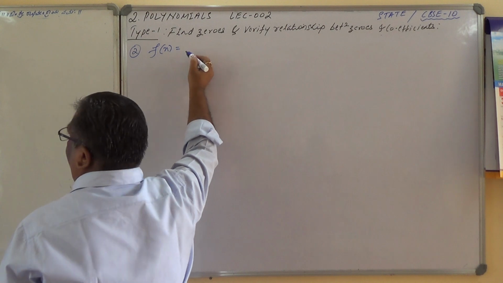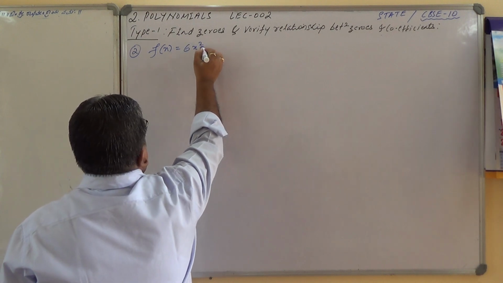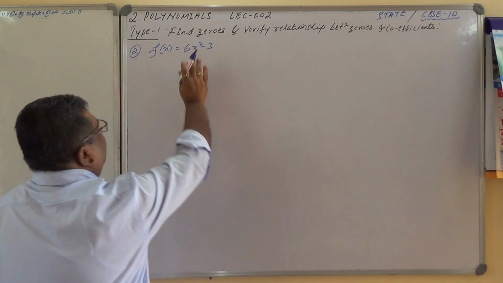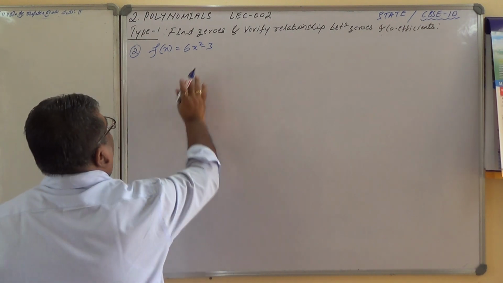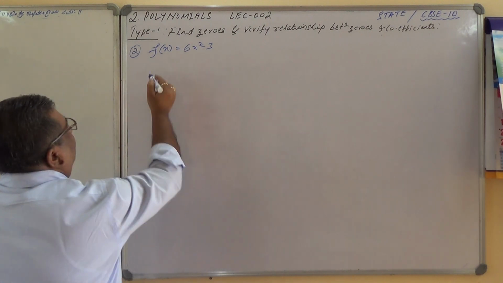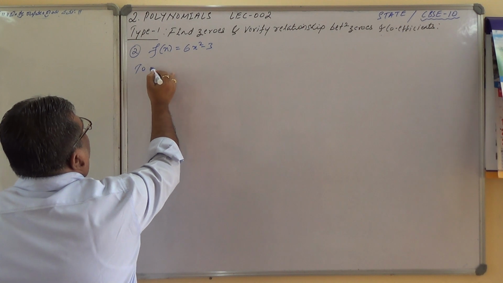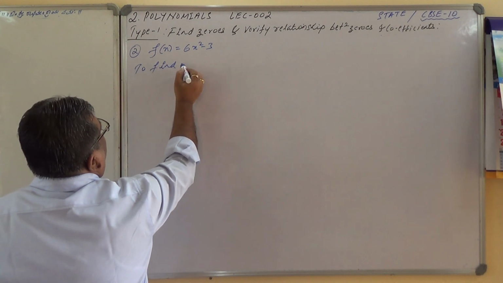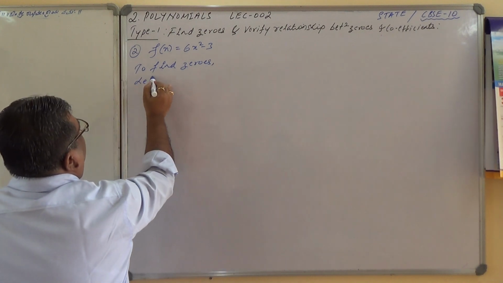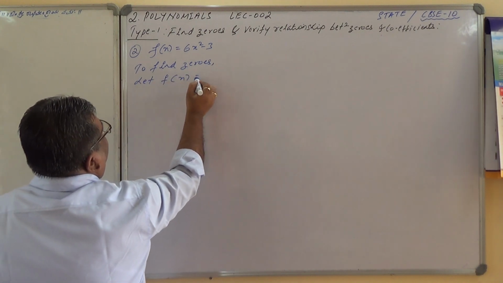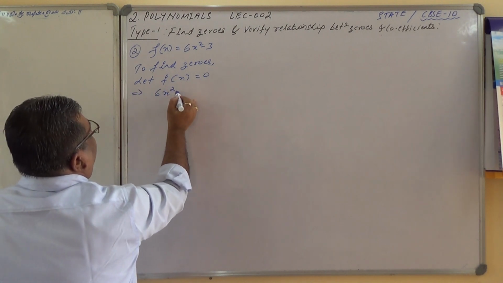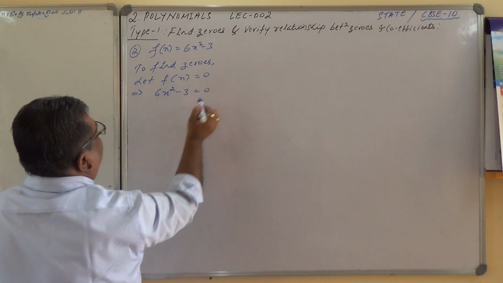F of x equals 6x square minus 3. Okay, so let us find out. First we have to find out the roots over here, isn't it? 6x square minus 3. So to find zeros, let f of x equals 0, implies 6x square minus 3 equals 0.